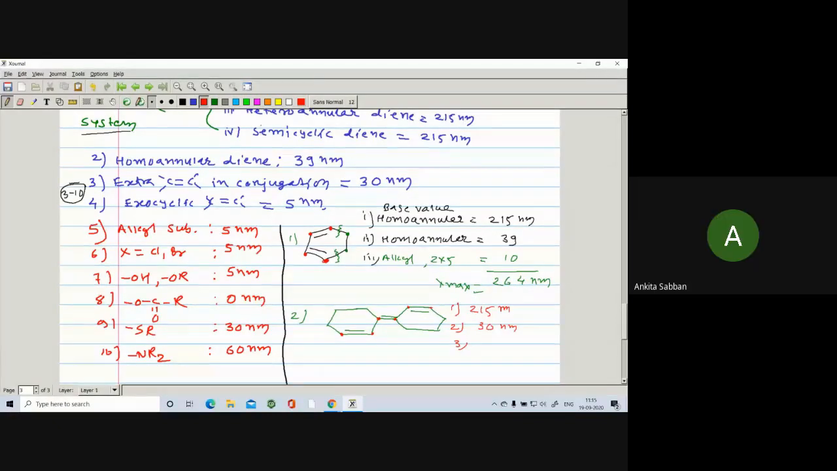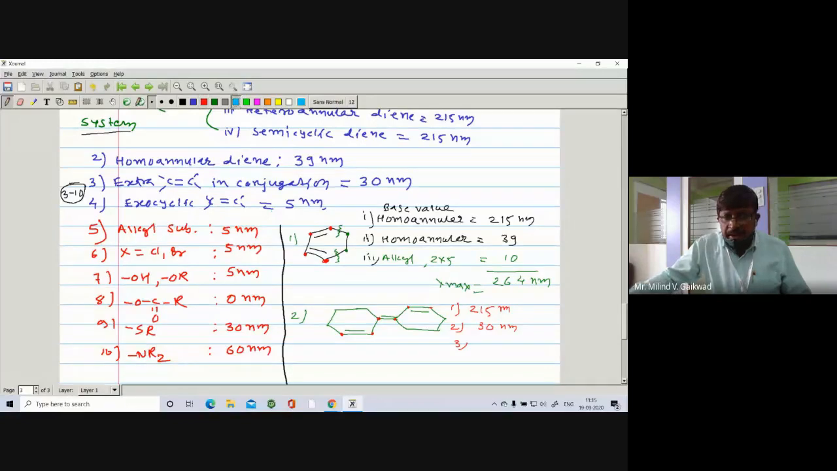Here you are having ring A, and this is your ring B. So this pi bond, if you see, is exocyclic to ring A and also ring B. So in this case, you have to add 2 into 5, that means 10 nanometer. And the next part is your alkyl substituent.